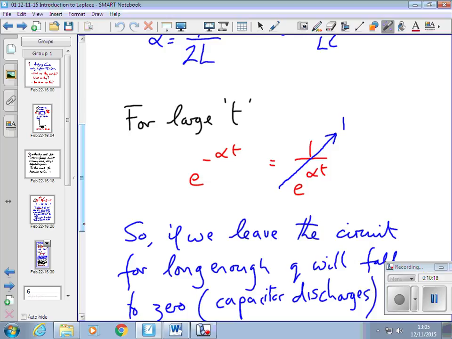For large values of t, e to the minus alpha t is 1 over e to the alpha t. And as that tends towards a large value, this becomes... why have I put 1? That tends towards 0, doesn't it? That should be a 0 here. Just change that on the notes. So if we leave the circuit for long enough, the charge will fall to 0. The capacitor becomes finally discharged.